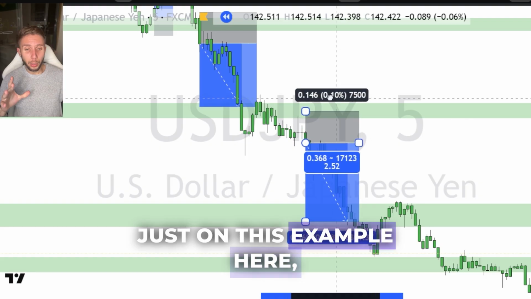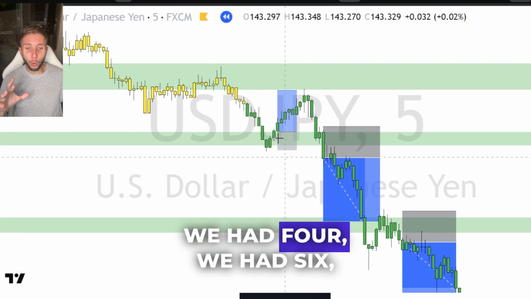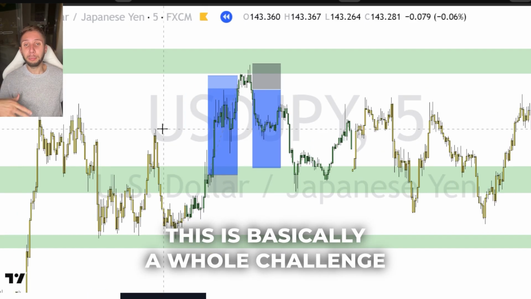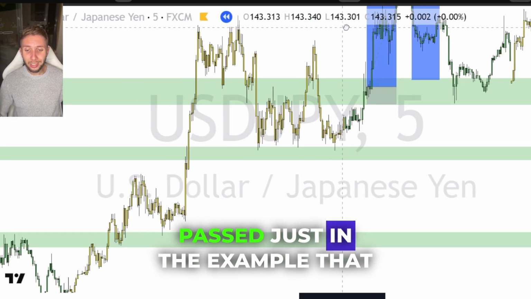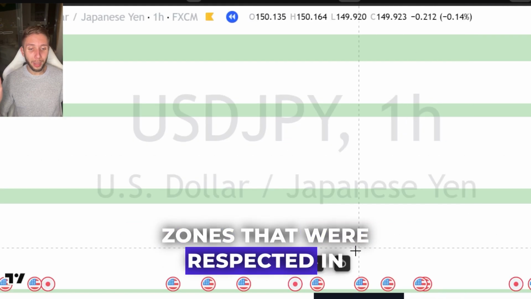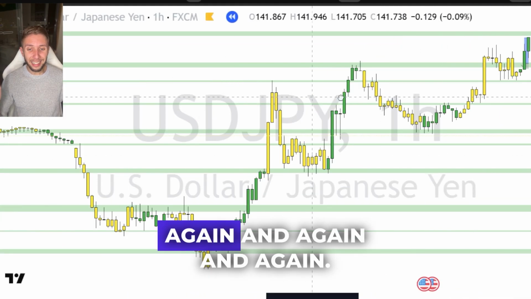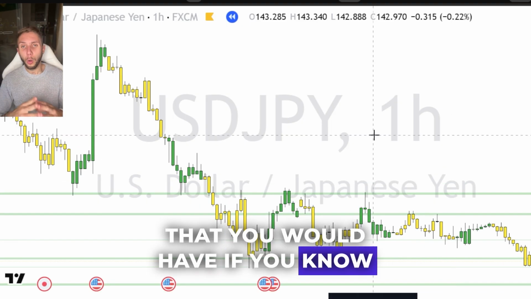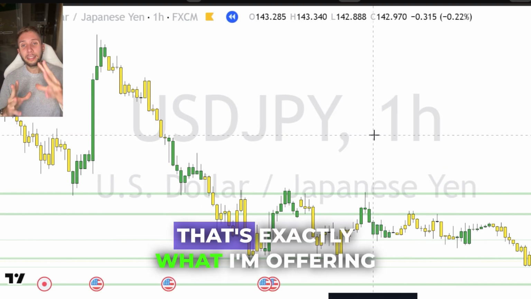Just on this example here, we had about 2.5, we had 4, we had 6, we had more than about 10%. This is basically a whole challenge passed just in the example that we've done. And this is with the exact same zones that were respected in the past, that were respected again and again and again. So imagine the clarity that you would have if you know how to trade exactly like this.